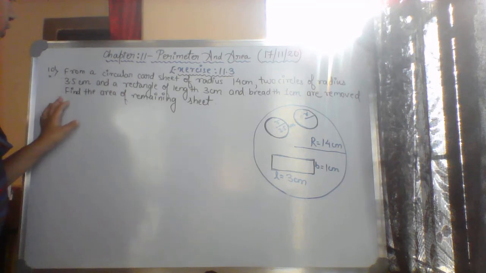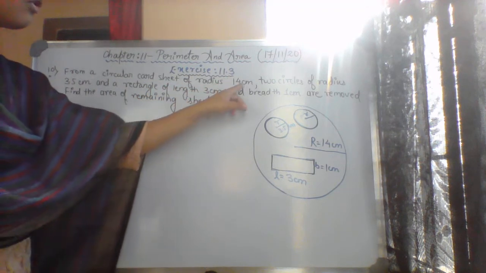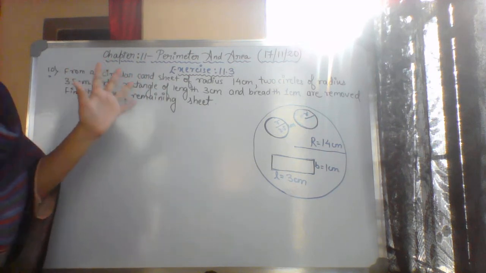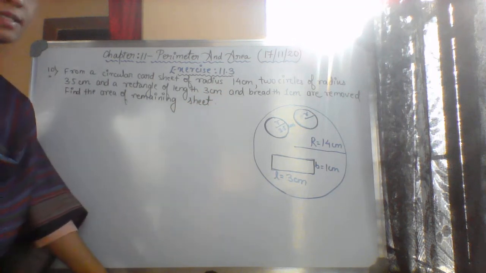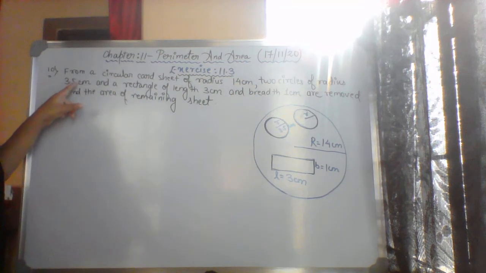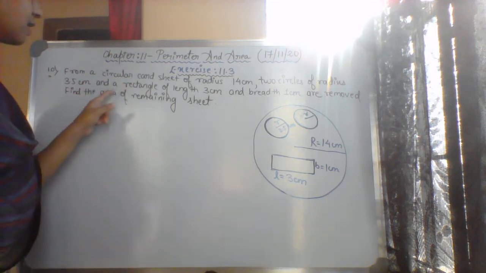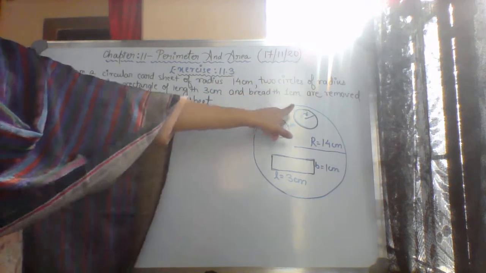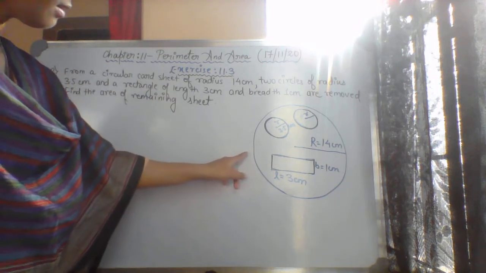In the 10th question, it is said: from a circular card sheet of radius 14 centimeter. There is a circular card sheet, which is circular in shape and has a radius of 14 centimeter. Now two circles of radius 3.5 centimeter, and a rectangle of length 3 centimeter and breadth 1 centimeter are removed. You can just consider this diagram.